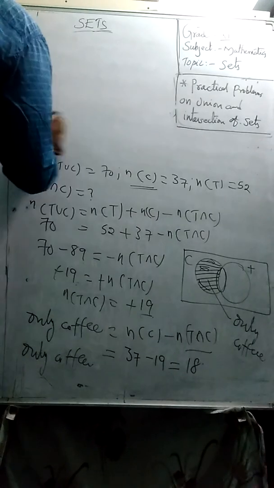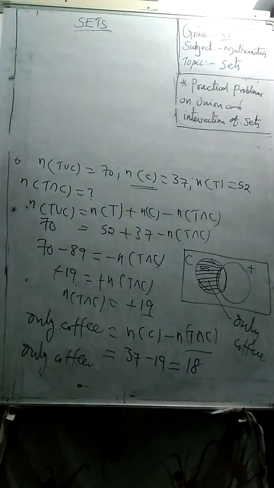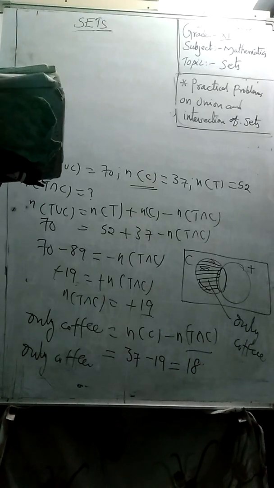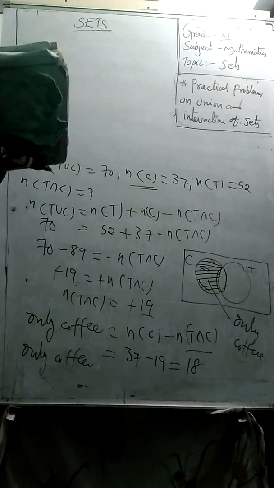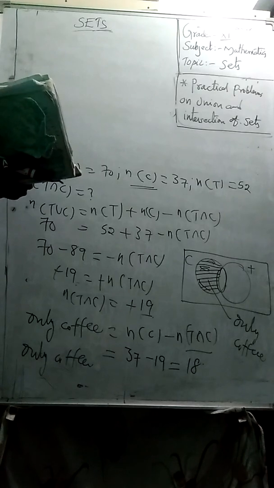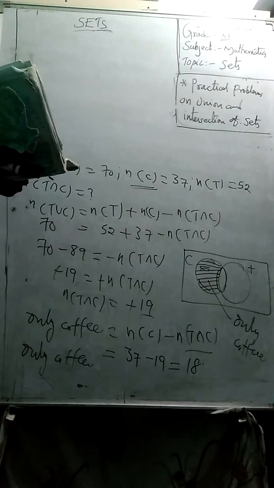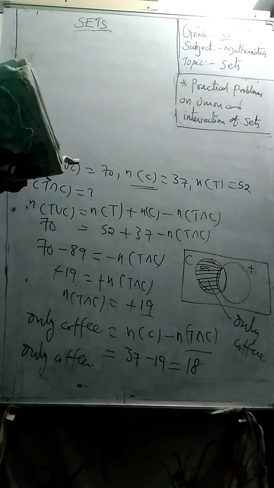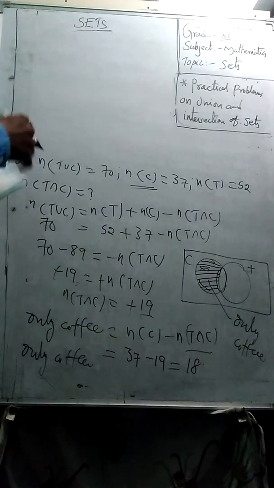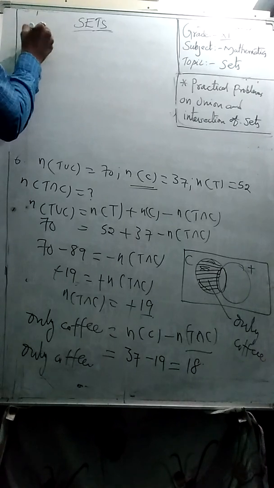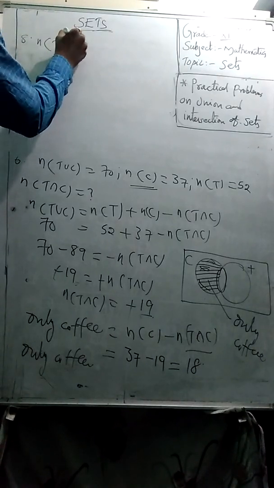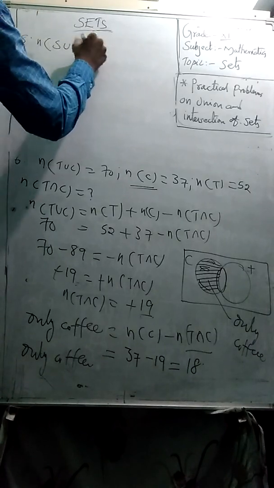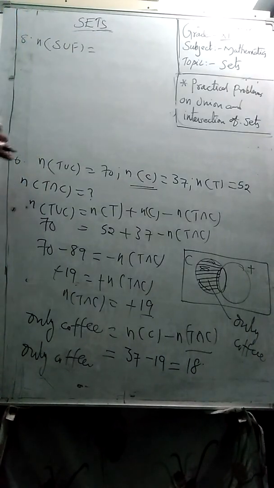Suppose one problem is given: in a committee, 50 people speak French, 20 people speak Spanish, 10 speak both Spanish and French. How many speak at least one of the two languages? This is very easy, students. Let me take both Spanish and French, S union F. S stands for Spanish, F for French.